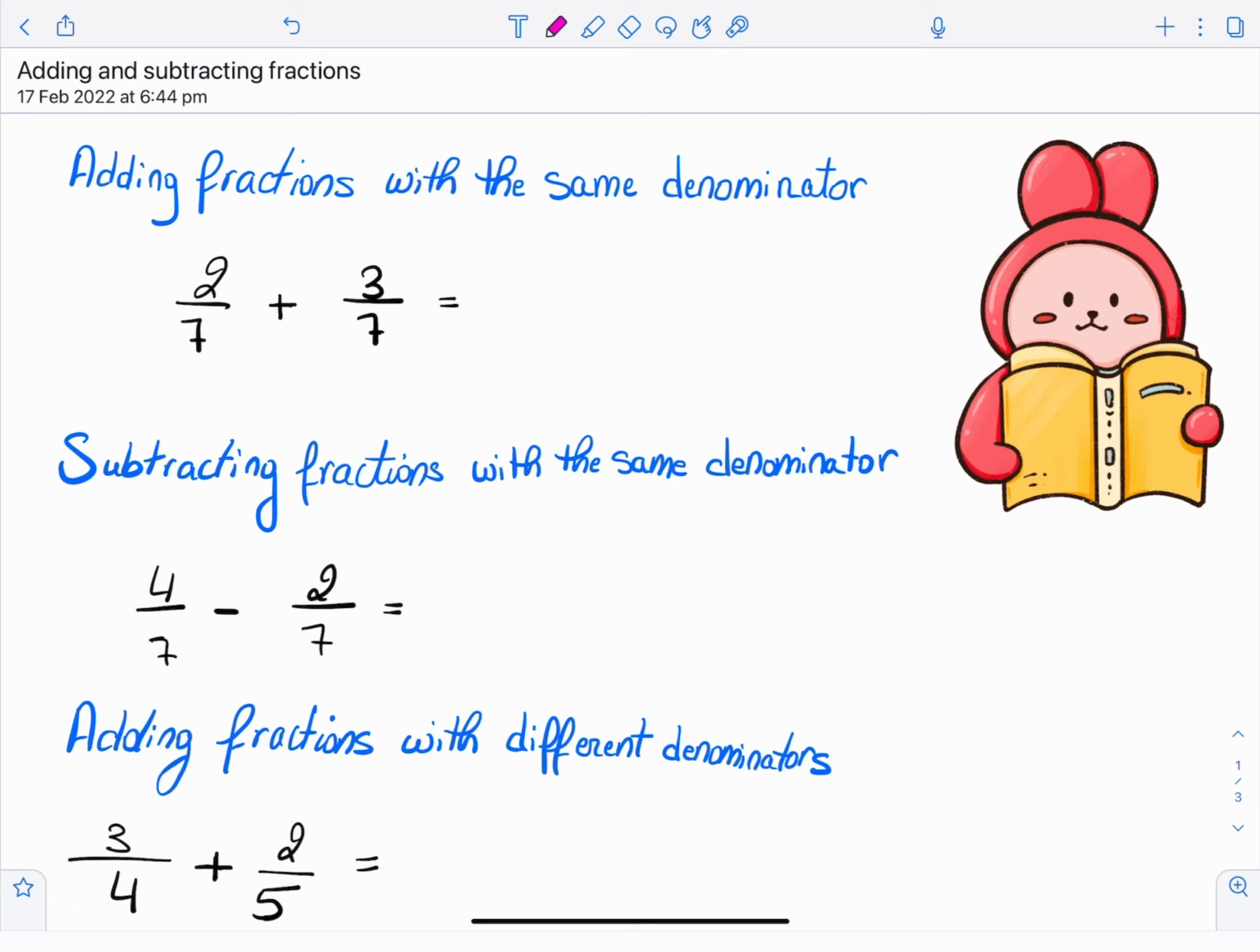Today's video we're going to talk about how to add and subtract fractions. Adding fractions with the same denominator. You should understand that we are adding quantities of the same amount. So what we need to do, if we have the same denominator here and here, you just put the same denominator and you add the numerators together. So we have 2 plus 3, 5. You see how easy it is?